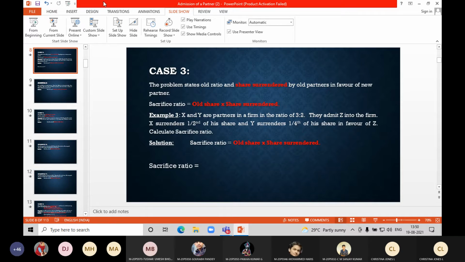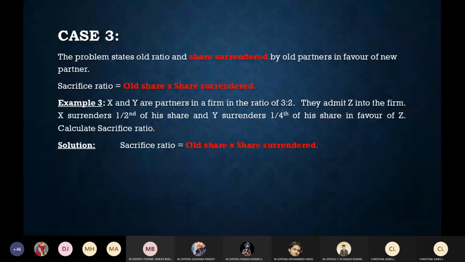Okay, third case, easier again, not quite difficult. Now, what does the third case tell you? The problem will state the old share and the share surrendered. Say for example, the question will say, let's say I had 10 chocolates with me. I want to surrender, and surrender means sacrifice, half of my chocolates. In the previous problem, they directly told me I want to surrender 5 chocolates. This time, instead of directly giving you the amount, they're going to give you the proportion.